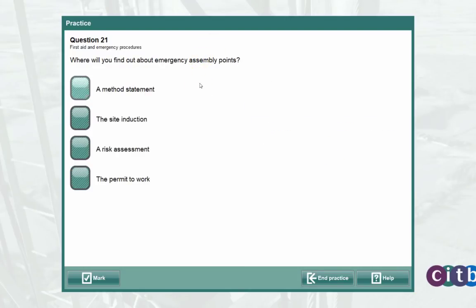Where will you find out about emergency assembly points? A method statement. The site induction. A risk assessment. The permit to work.